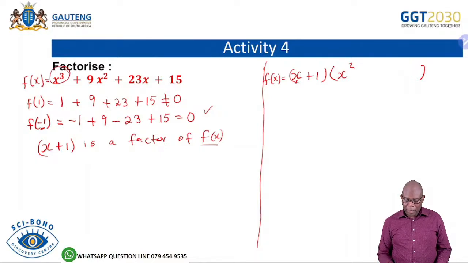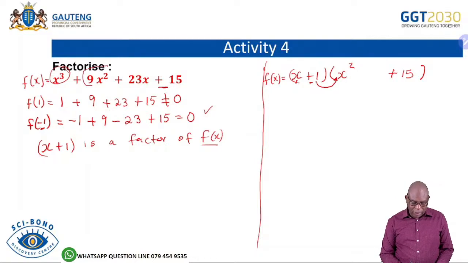What should we multiply by positive 1 to get a positive 15? So that will be a positive 15. So I'm going to write positive 15 here. Now I'm left with the middle term. How am I going to get the middle term? Please pay attention now. I'm going to multiply the 1 by this x squared. I'm only looking at this now. Don't worry about this one.